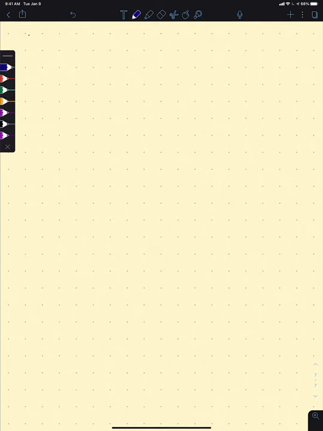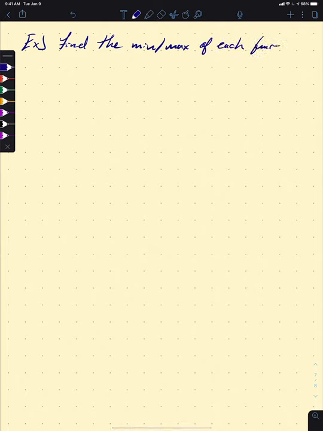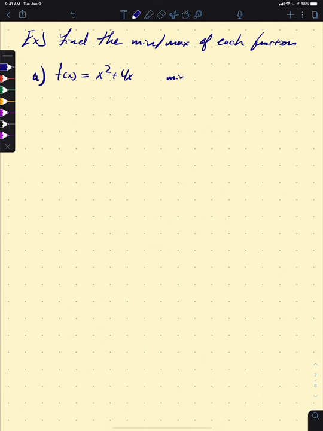So let's do some examples with this. Let's just say find the minimum or maximum of each function. And now that we have this beautiful formula, we can just use that. So let's start with, say, f of x is x squared plus 4x. We know that in this case we're looking for a minimum, and it's going to be at negative b over 2a and f of negative b over 2a.